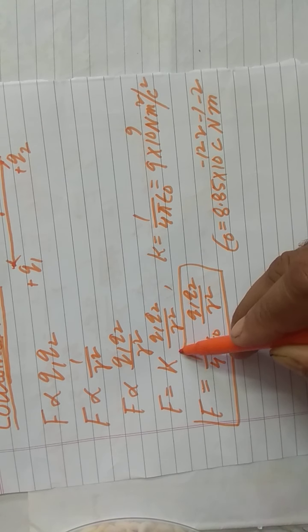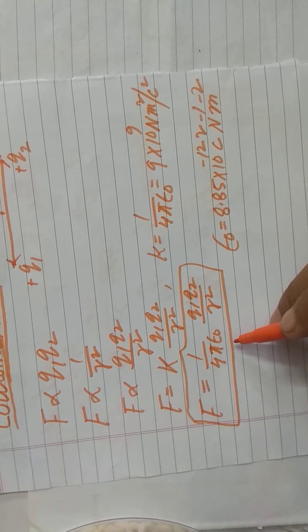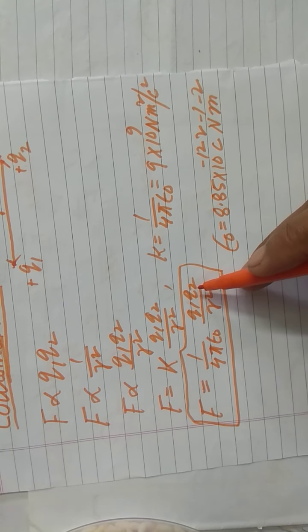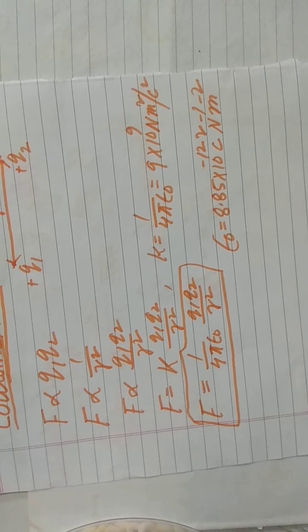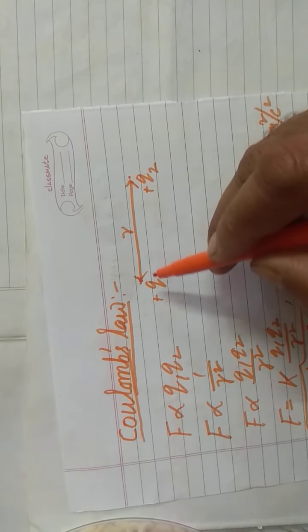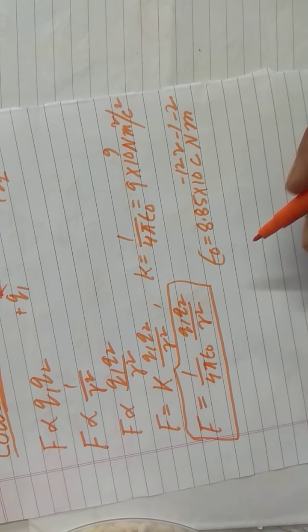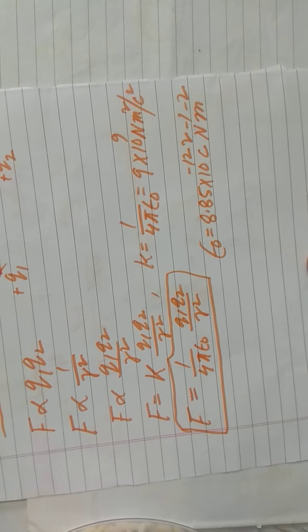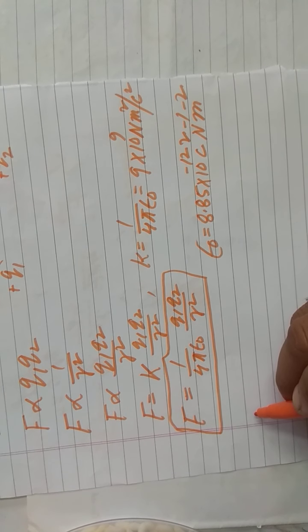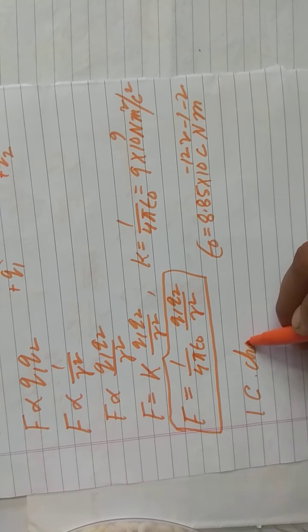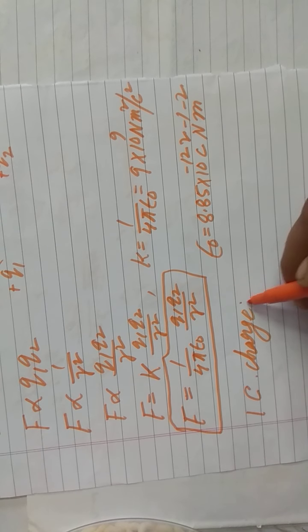You can say F is equal to 1 by 4 pi epsilon naught Q1 Q2 by R square, where Q1 and Q2 are two point charges, and R is the distance between the two charges as we discussed here. Now you can also define Coulomb's law in vector form, and you can also define 1 Coulomb charge from this Coulomb's law. Let us first define 1 Coulomb charge. How we can define 1 Coulomb charge from here?